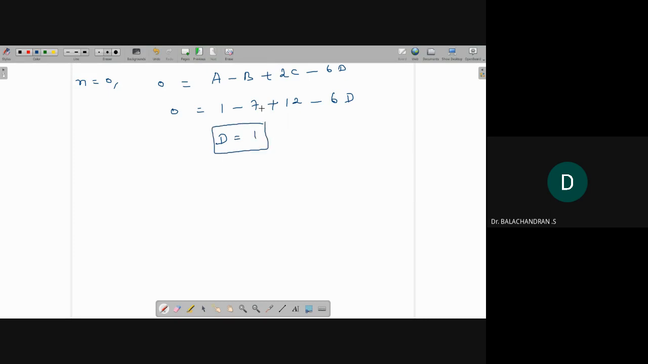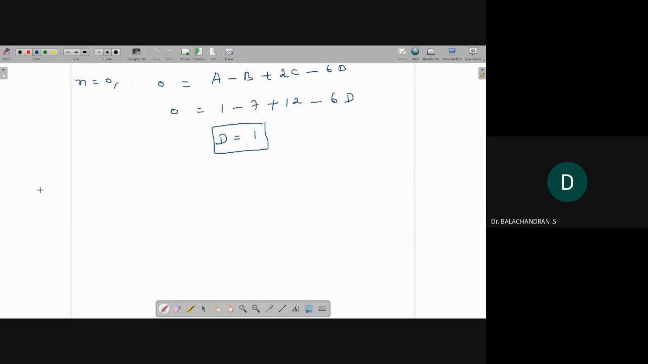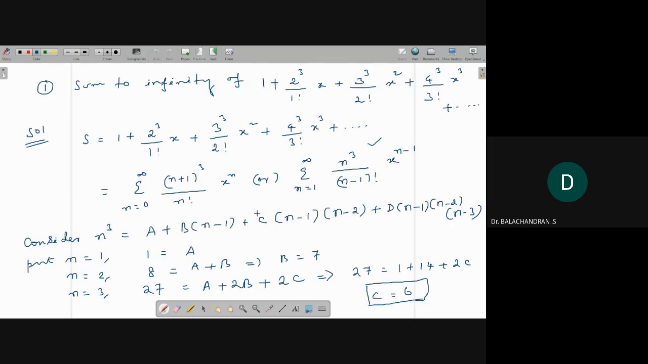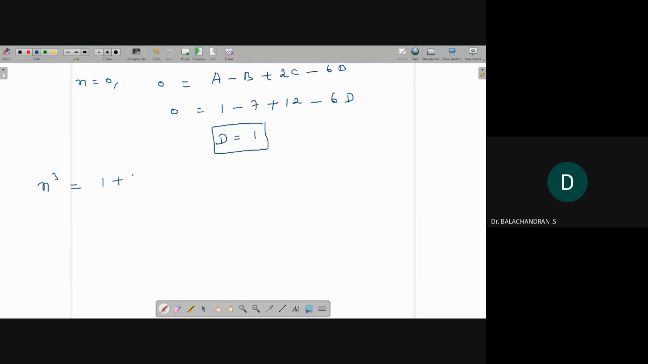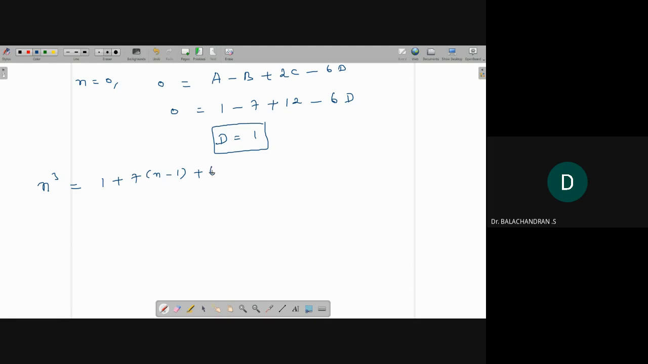Now substitute the values of a, b, c, d. You will get n cube equal to a is 1, plus b is 7, so 7 into n minus 1, plus c is 6, so 6 into n minus 1 into n minus 2, plus d is 1, so n minus 1 into n minus 2 into n minus 3. So this is n cube.